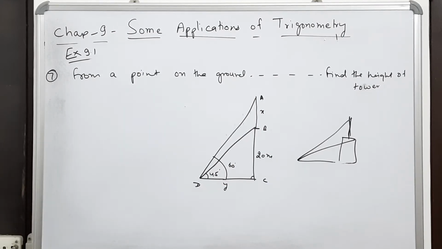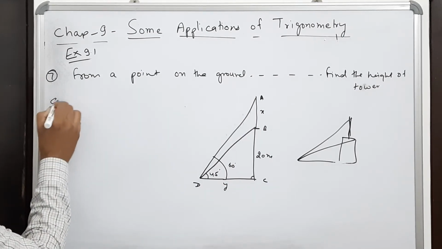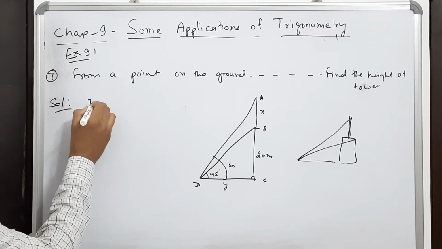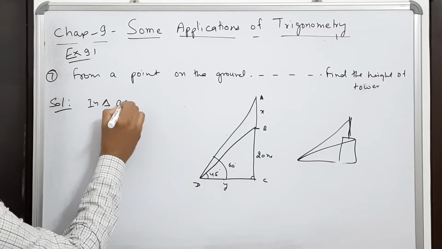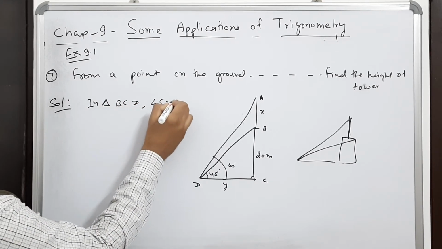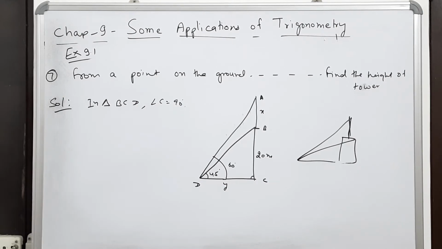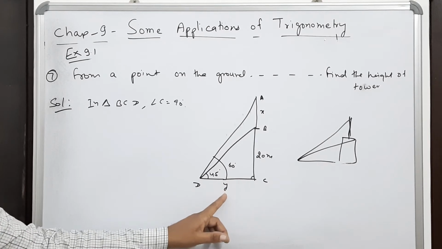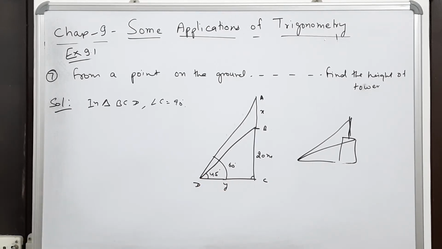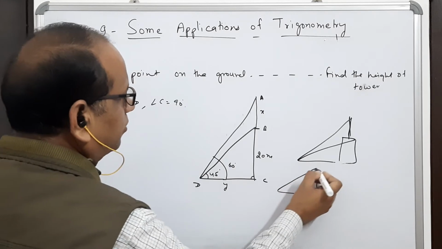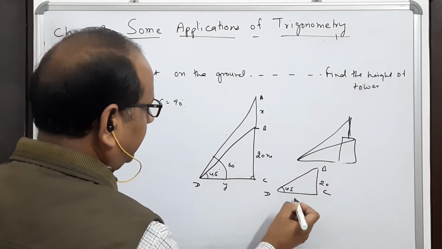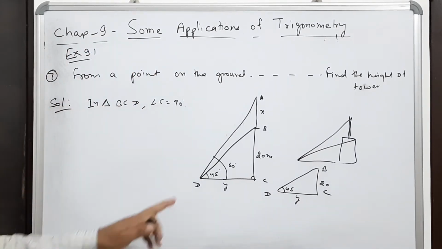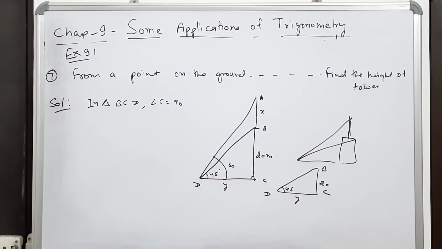Now, if you study nicely, there are two triangles, so we have to write the name of the triangle. In triangle BCD, angle C is 90 degree. You look at BCD separately. This is 20, this is Y, and this is 45. If I draw BCD separately to explain, this is 45, this is 20 and this is Y. So with the help of this triangle, we can find the value of Y.